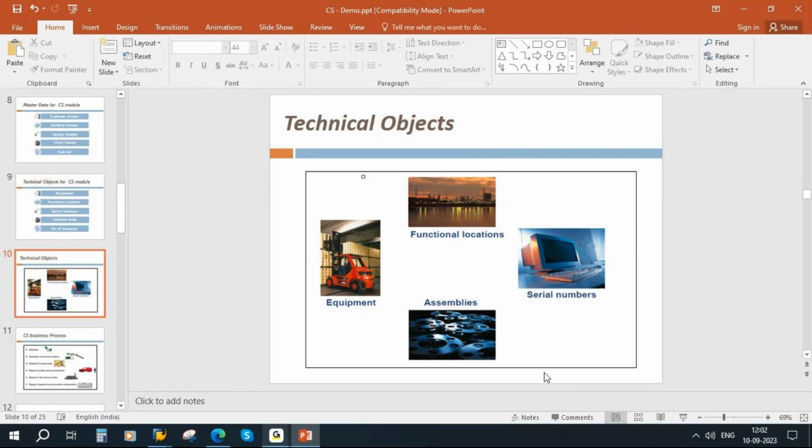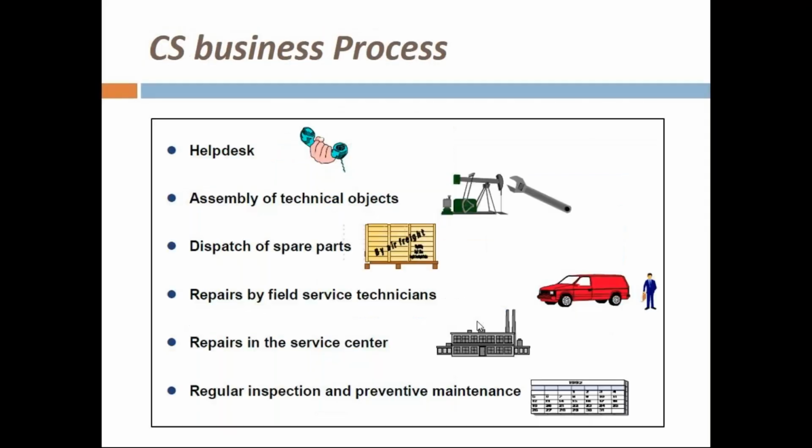Okay. So now after this, we will go to the business processes. This is the main thing. First we will start with the business processes in the CS module. First is help desk. They call this CIC, Customer Interaction Center.